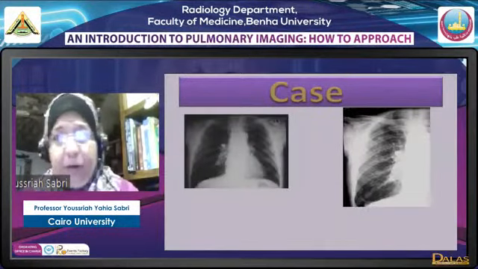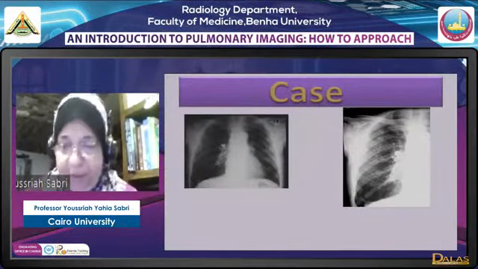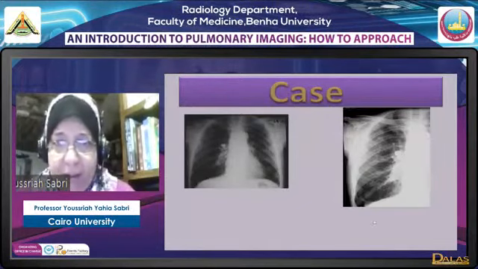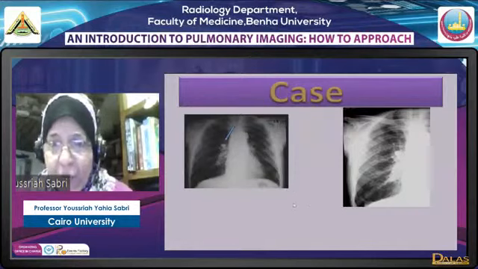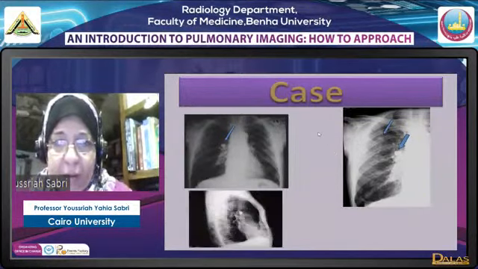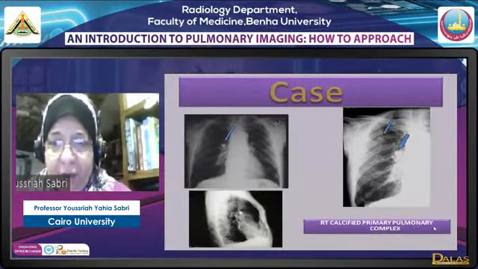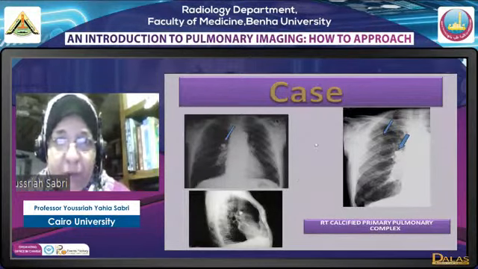We'll shift to another thing. Now we've finished with masses. We're going to go to nodules. This is a case with calcified lymph nodes, something that we all see all the time in the hilum, associated with a calcified Ghon focus here. Okay, this is a right calcified primary pulmonary complex. It's one of the common findings that we may see.